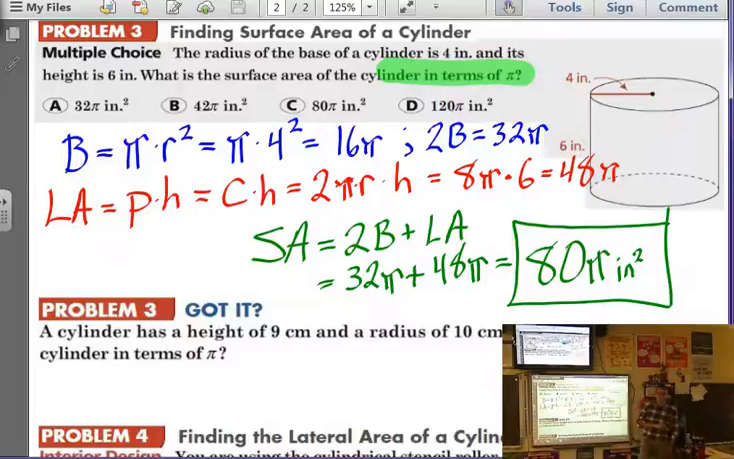I think pi should be its own unit. It kind of is when you talk about radians. Radians don't have a unit until you know what the radius is.